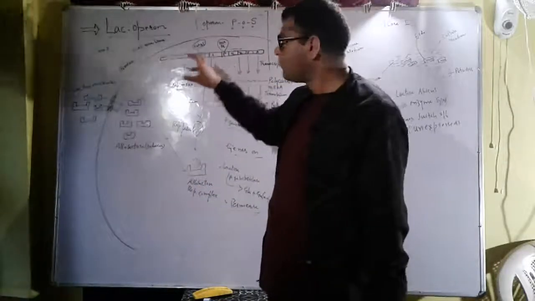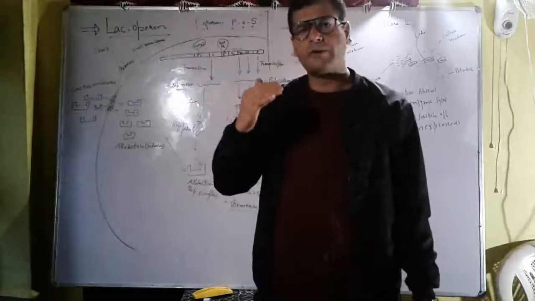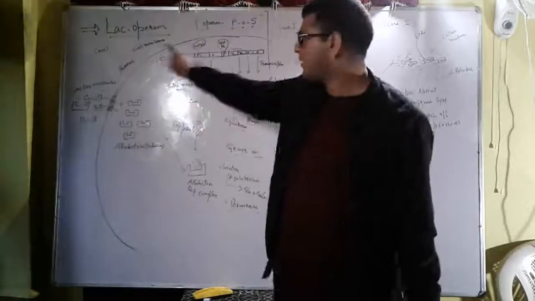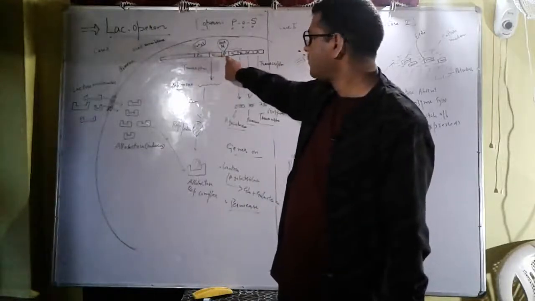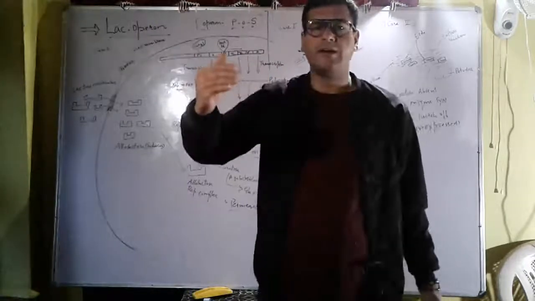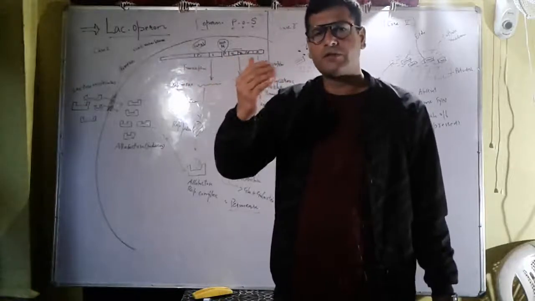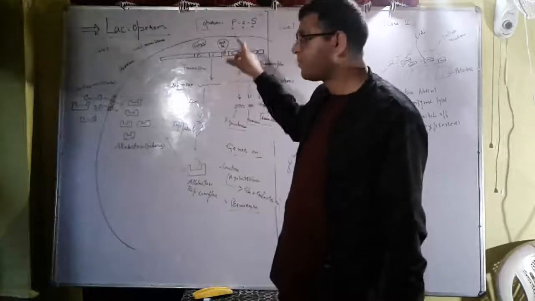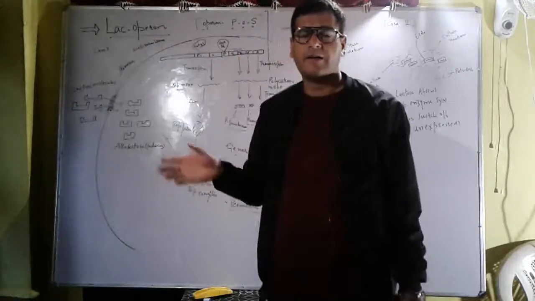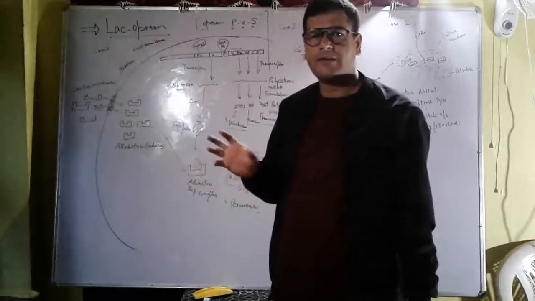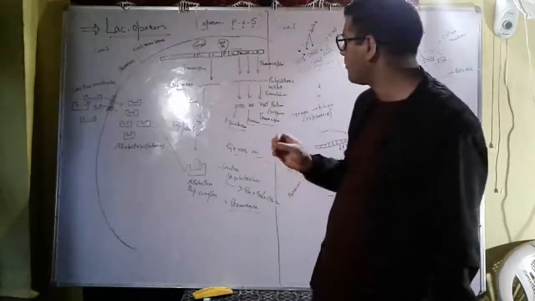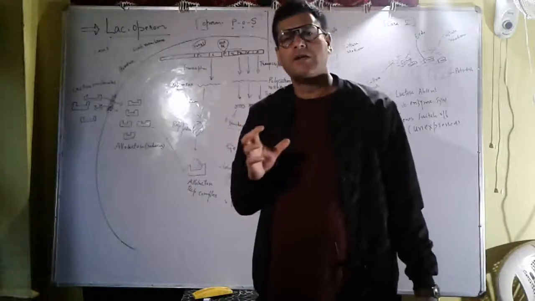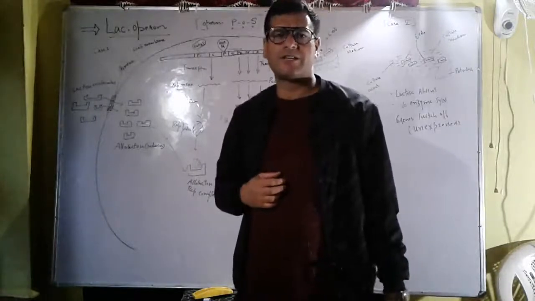We know that this is the promoter region, a promoter gene. It is the binding site for the RNA polymerase. When this RNA polymerase binds to the promoter, it can easily move ahead, because the road is not blocked at the operator gene. Operator gene is free. RNA polymerase does not have any kind of hindrance at the operator gene. Therefore, it can easily transcribe the structural genes.